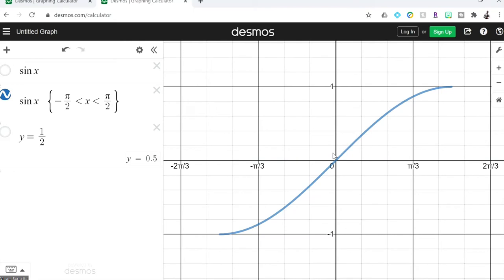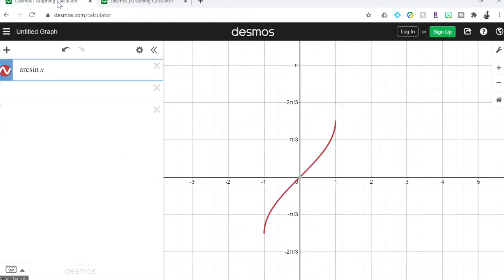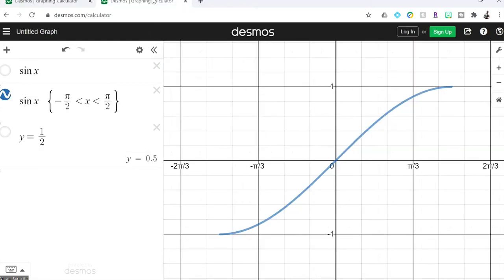So notice this one right here will pass the horizontal line test. So when I flip it, let me show you what it looks like when I flip it. That's flipped over y equals x. Notice, this is graphed arc sine, or sine inverse, however you want to put it. Notice now it passes the vertical line test. So it's a function. And so that's what we're going to do. Just like we restricted the domain for x squared, we're going to restrict the domain for sine.